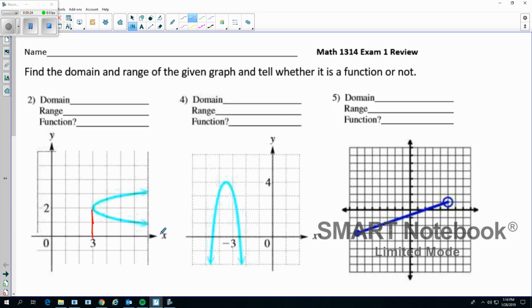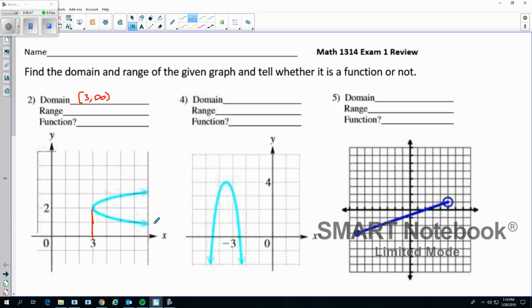So it looks like we're going to go from 3 and then there's no stopping, we got arrows there. So our domain, we're going to want to bracket 3 to infinity. Always use parentheses with our infinity symbols. 3 is included. Unless there's an open circle like you're going to see on number 5, we assume that all points are included.